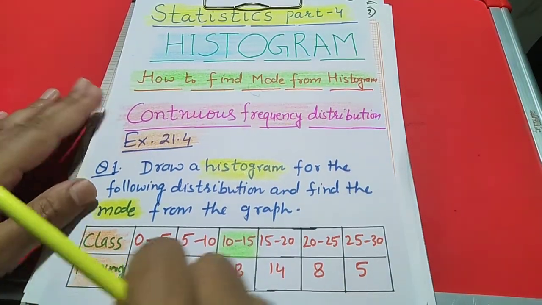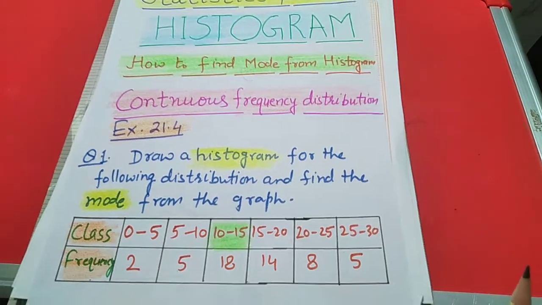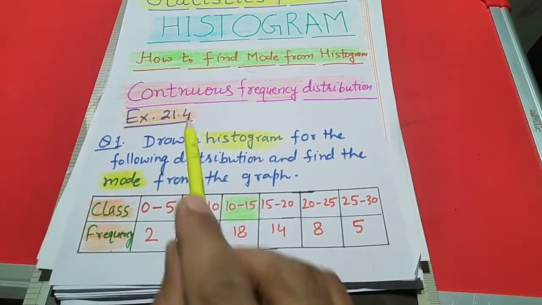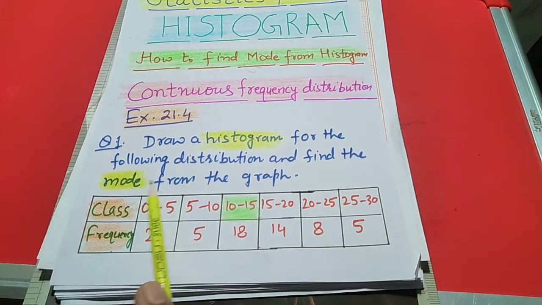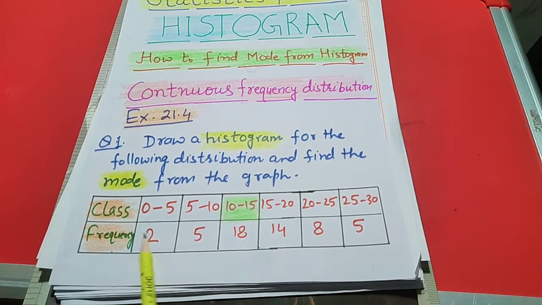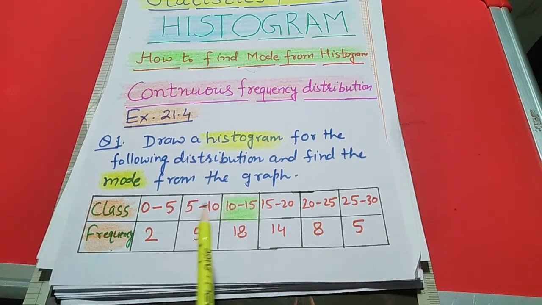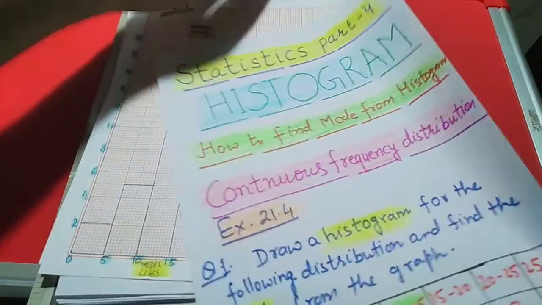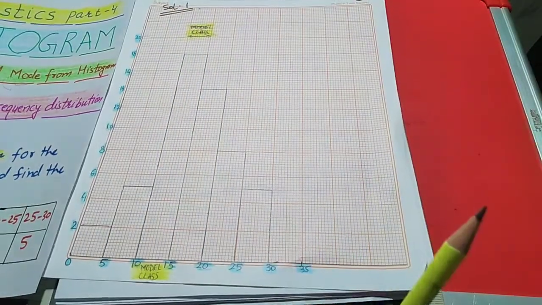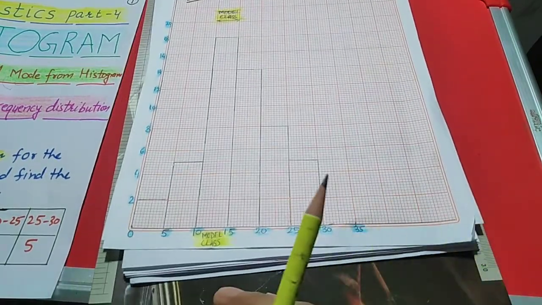In this question it is written: draw a histogram for the following distribution and find the mode from the graph. So this distribution is given to you. Now I will tell you how to draw a histogram. I have a graph paper with me. Some of the work I have done already, and I am telling you how to do it.